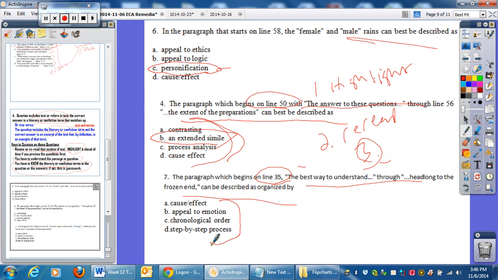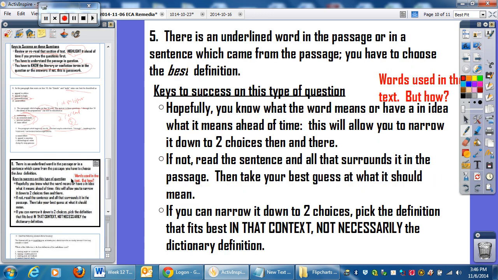Which now leaves us with the one that is going to drive most of the people in this room crazy. Especially if English is a second language for you. These types of questions where there is a sentence and 1 word is underlined, and they go, which of the following is the best definition of that word? Now, here are the keys to success on these questions. And there will be at least 3 of these questions on the ECA.